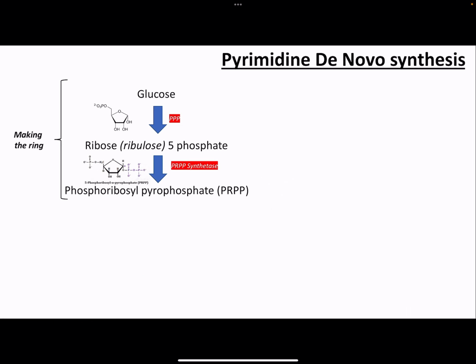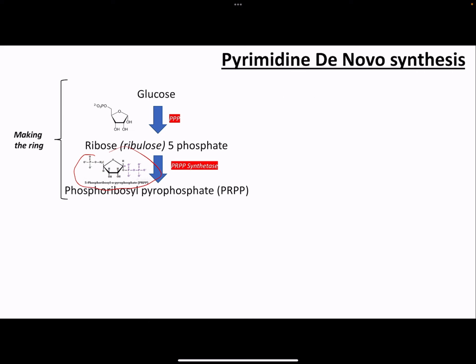Pyrimidines. Same making the ring step, right? Ribulose 5-phosphate becomes PRPP. So just memorize PRPP as the base nucleotide, the base ring. No, I should say, as just the ribose sugar, right? So when I say base, I'm saying as like the fundamental unit, not to be confused with the nitrogen base. So I misspoke. It's confusing.